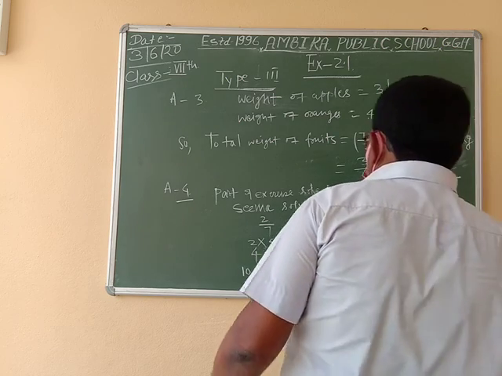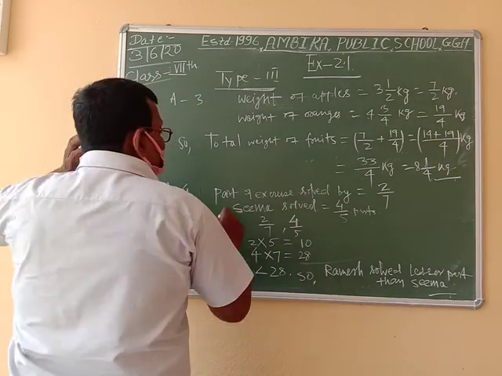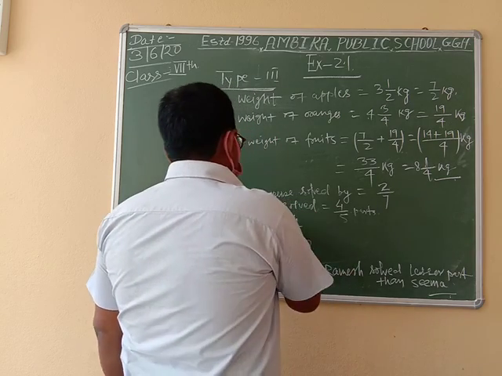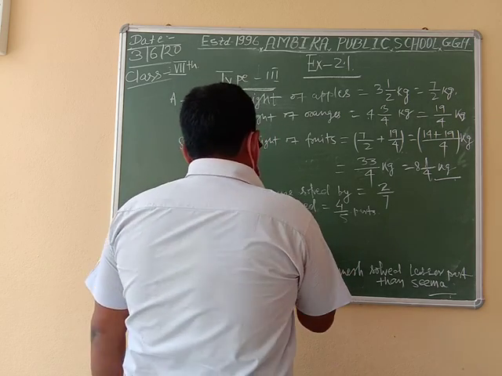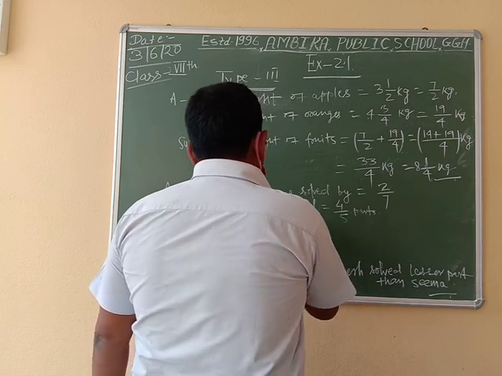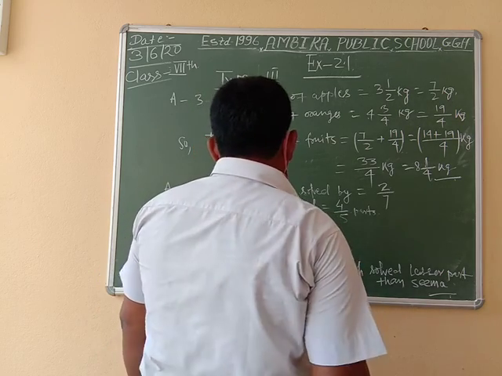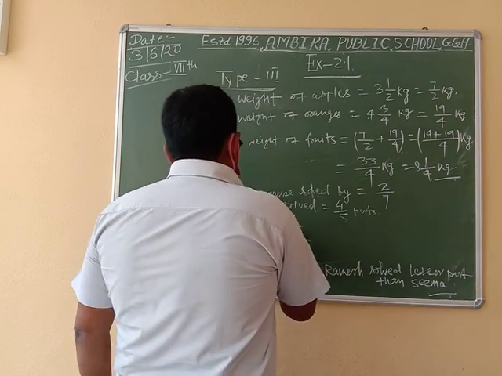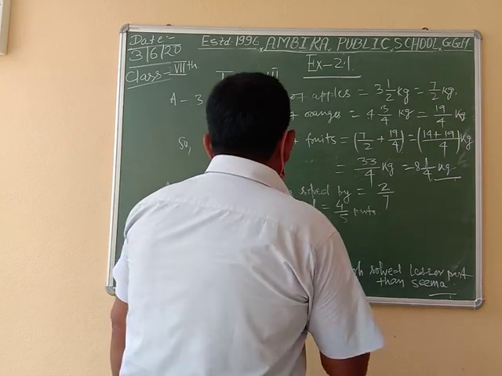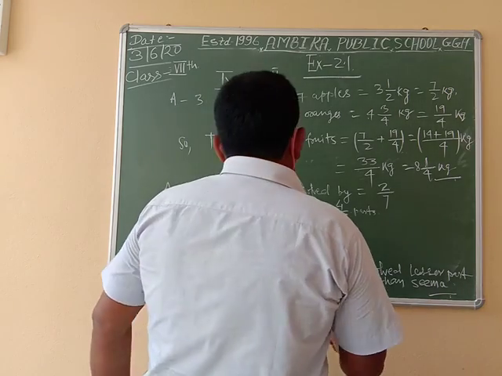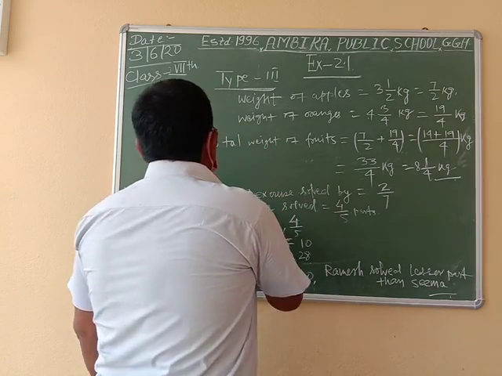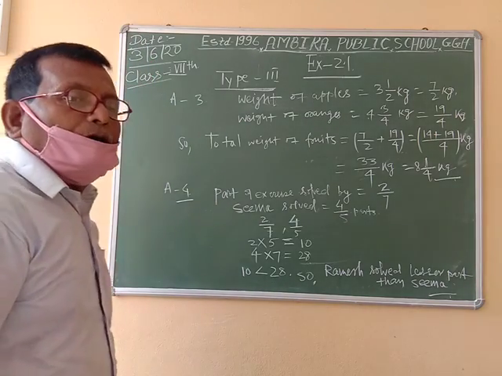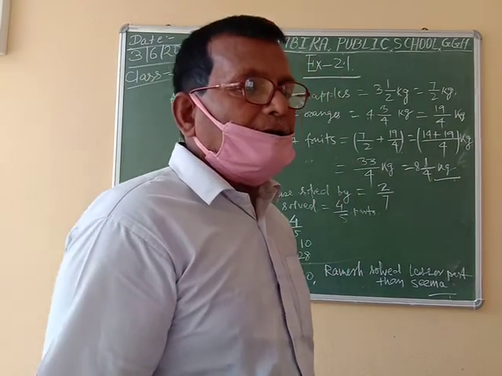Which is greater and which is lesser? To distinguish, we multiply 2 into 5 is equal to 10 and 7 into 4 is equal to 28. We see that 10 is less than 28, so Ramesh solved the lesser part, then Seema. And question number 3, 4 are done. Now only 2 questions are left in this exercise.